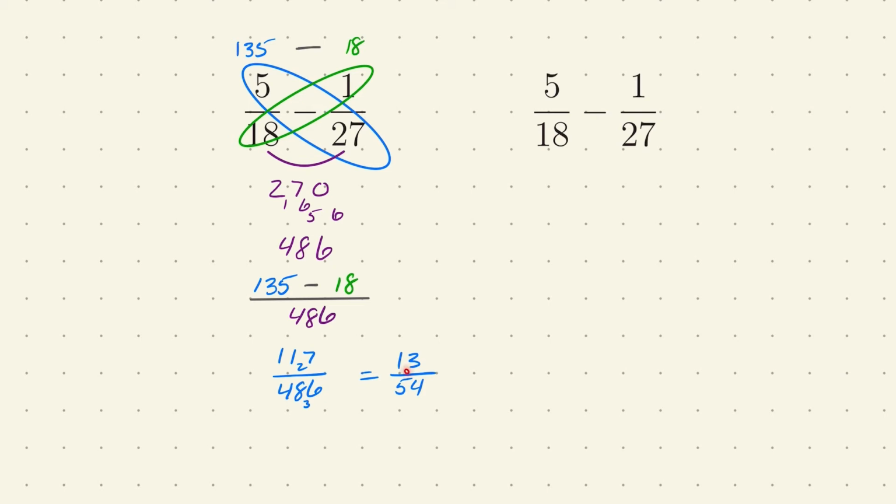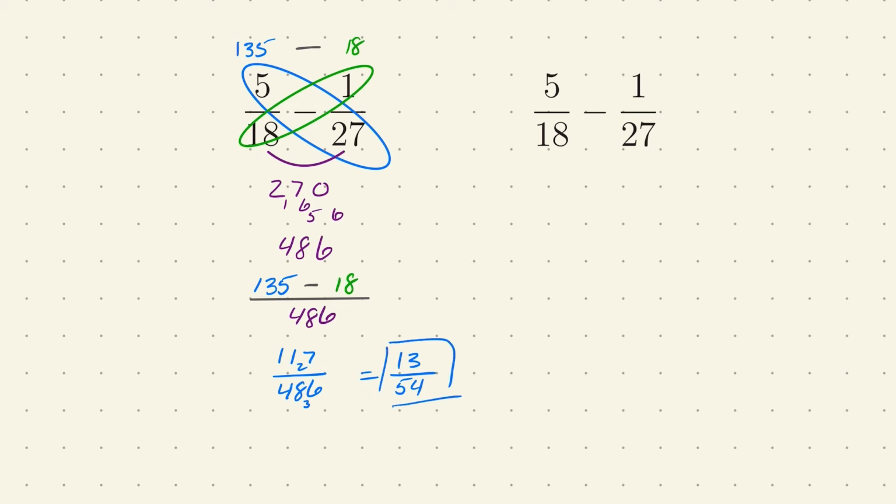This cannot be reduced any further. This 3 does not end in an even number like this one does. The digit sum here is 4. This digit sum here is 9. So it's not divisible by 9. So it doesn't end in 0 either. So this fraction here is in simplest form.